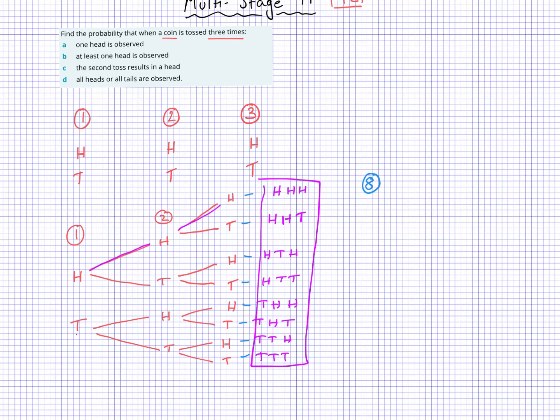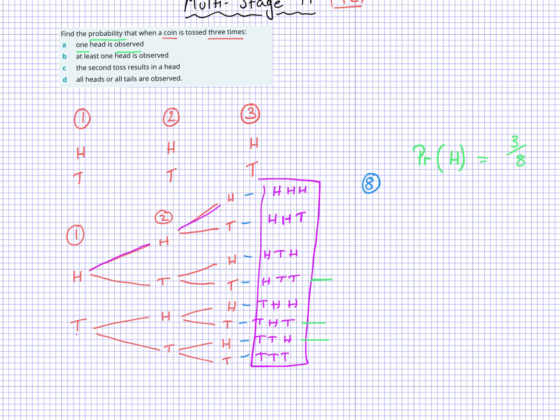Okay, so let's have a look at a few questions. We might start with: find the probability that 1 head is observed. So P(head), just 1 head. Let's look through the results and find all the ones that have 1 head. So there's 1 there, there's 1 there, there's 1 there. I think that's it. So it's 3 out of 8.